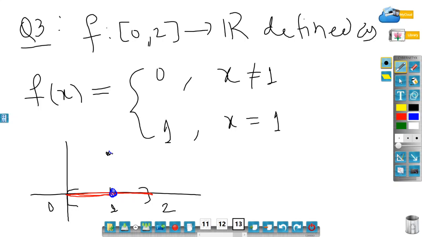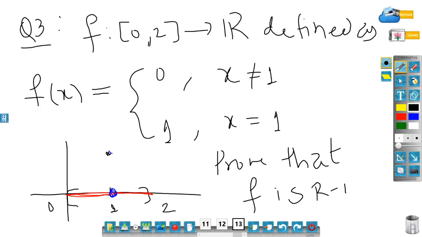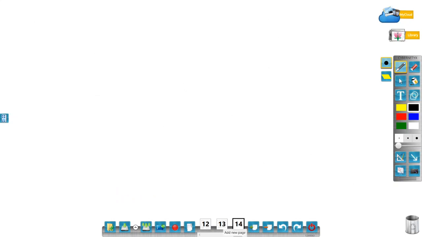Let me write down the question. Prove that f is R integrable. Well, it is almost the zero function except at one point, so the proof is not difficult. Let me take a partition. So, solution.